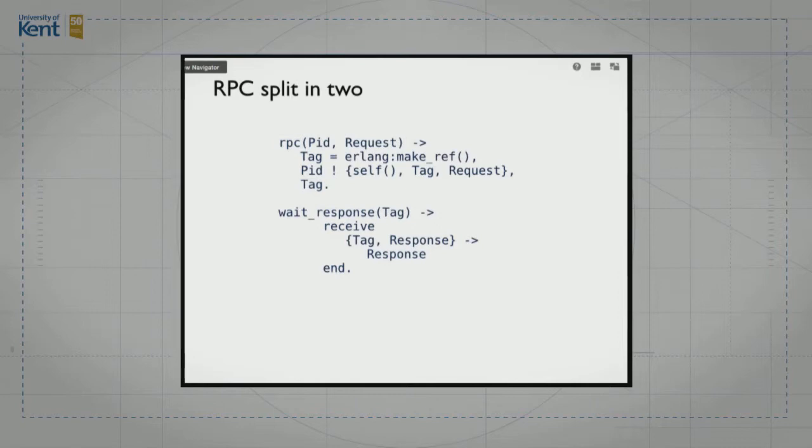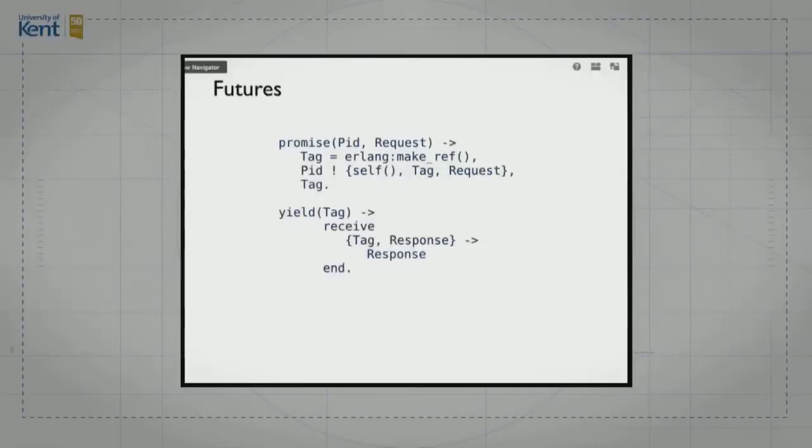And in the second clause, we say wait response argument tag, and that waits for a message whose value is a tuple with two arguments, the first argument being tag. That might look unfamiliar to you, but if we rename the first part as promise and the second part as yield, we've invented a construction which is called futures.